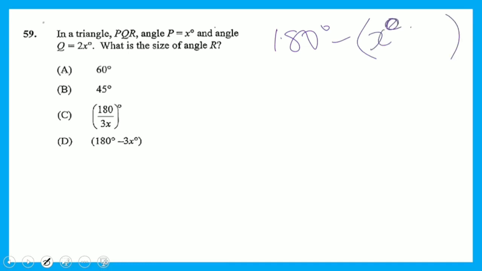x degrees plus 2x degrees. That's going to be 180 degrees minus 3x degrees. That's it. You're not being asked to find a specific number.